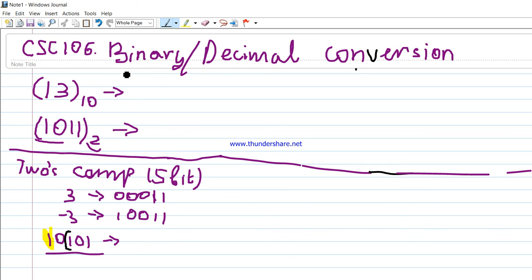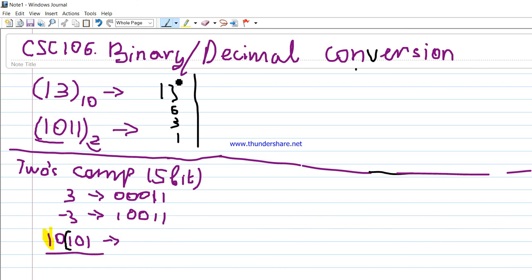So let's say we have number 13 and we want to convert it to unsigned binary. Well, it's really easy. All we have to do is take this number 13, draw a dividing line, and then divide by 2. So 13 divided by 2 is 6, and then 6 divided by 2 is 3, and 3 divided by 2 is 1. So the left hand side is a division side. You just divide by 2.